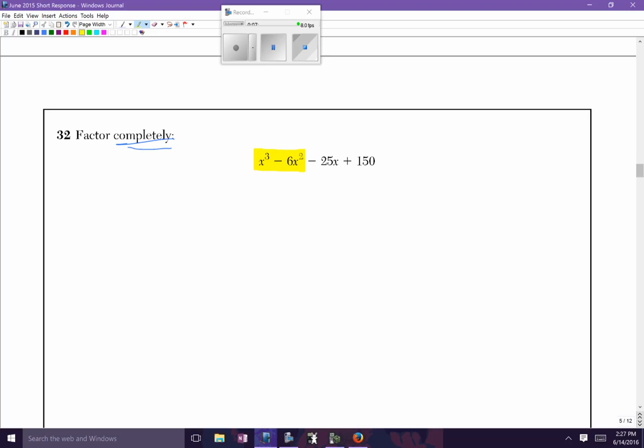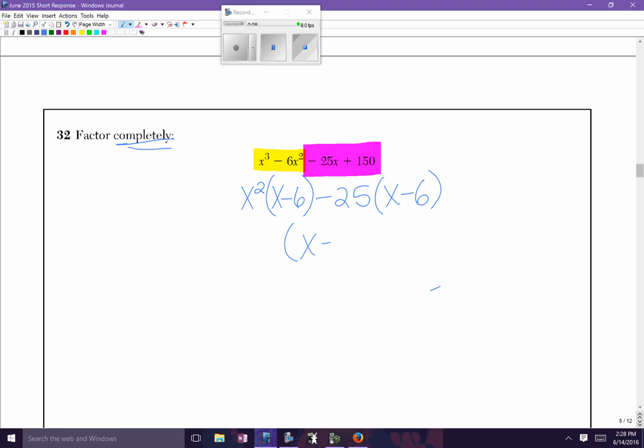So I'm going to group these two guys together first. The GCF of x to the third minus 6x squared is x squared. When I continue factoring here, I get x minus 6. Now, I'm going to group these guys together, and the GCF of those guys is negative 25. And then it's going to be x minus 6. And we're happy because now each term has a common factor of x minus 6. And I put my x squared minus 25 in a grouping symbol together.